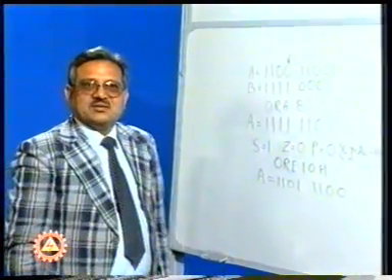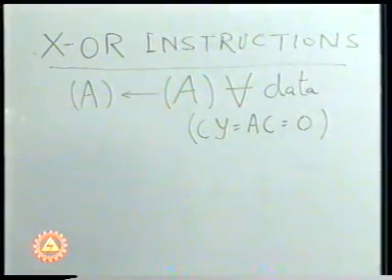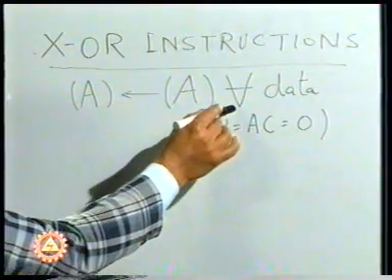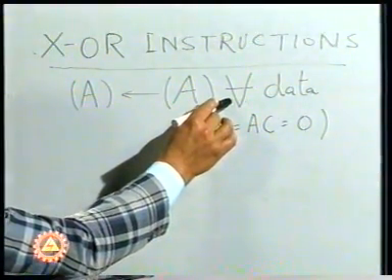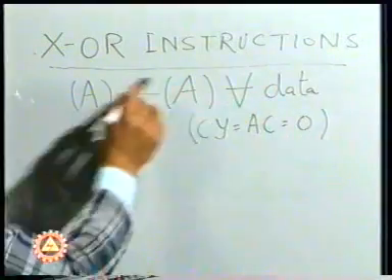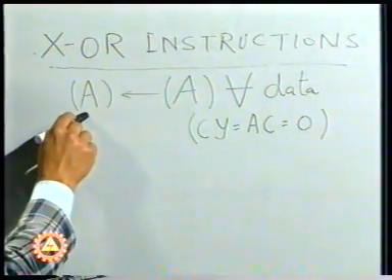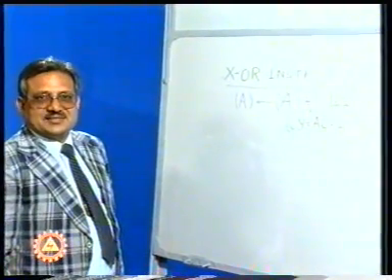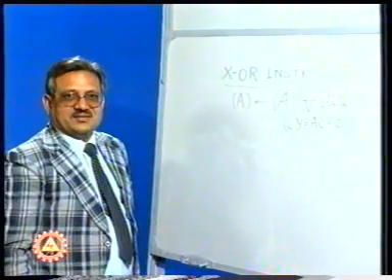Now we take on the exclusive OR instruction. In exclusive OR instruction, the content of accumulator are exclusive ORed bit by bit with the data byte, and the result is stored back in accumulator. This instruction affects all the flags except the carry and the auxiliary carry.